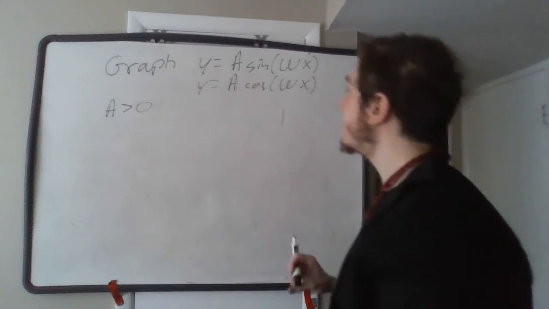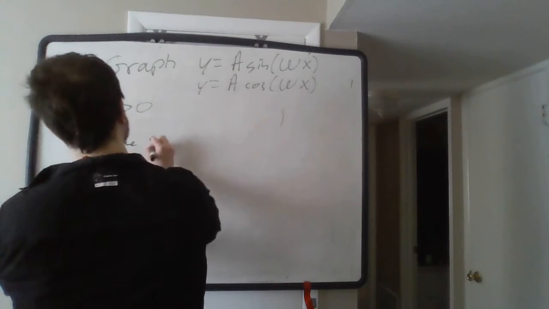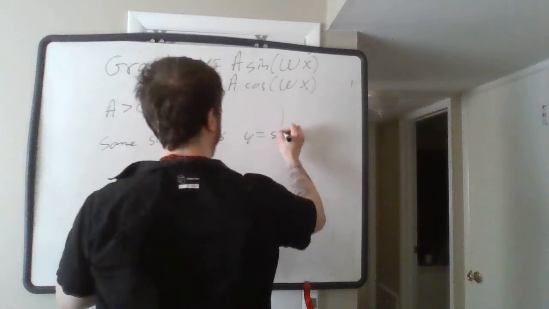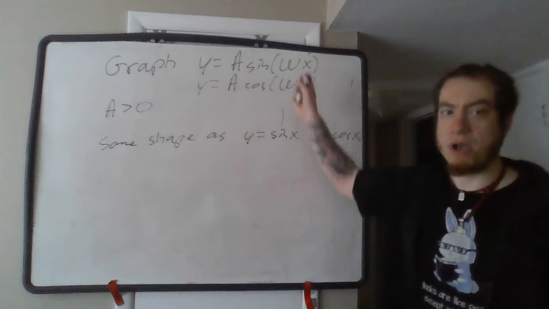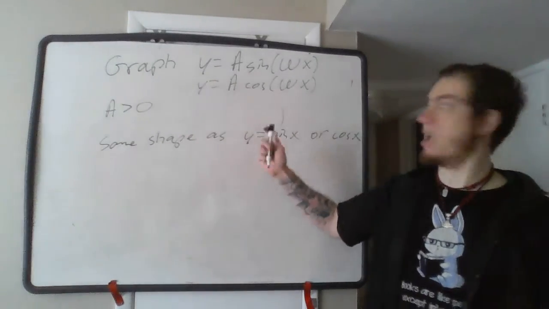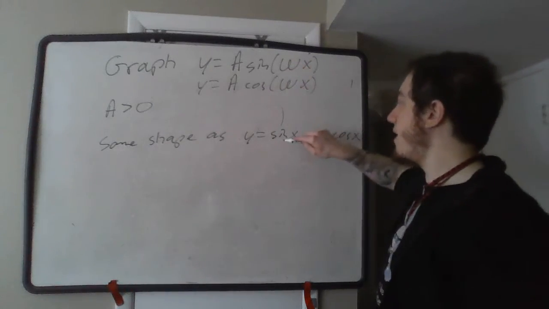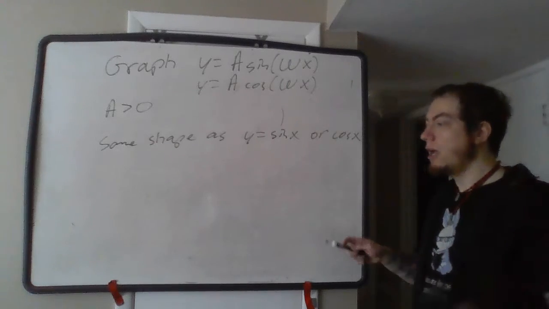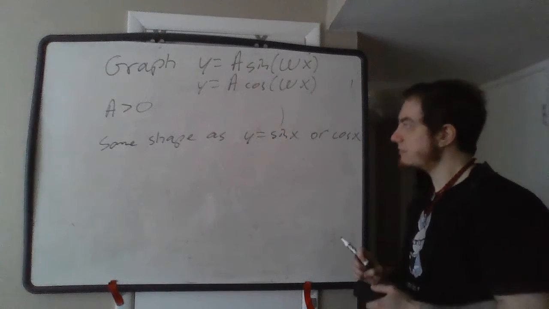Well, the answer is that this is the same shape as y equals sine x or cosine x. It just depends upon which one of these you're working with. Obviously, if the original problem was in sine, then you have to use sine. If the original problem gave you a cosine, you have to use cosine. But it's otherwise very much the same kind of thing.